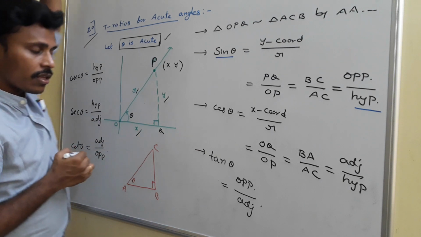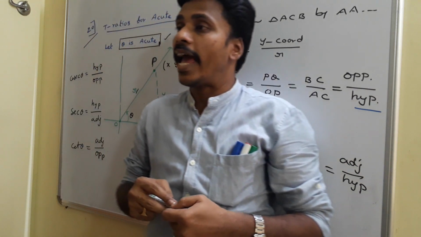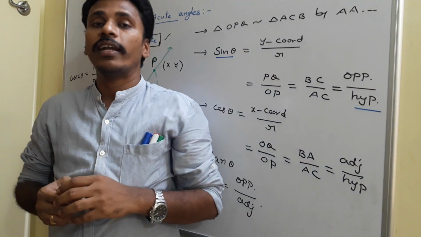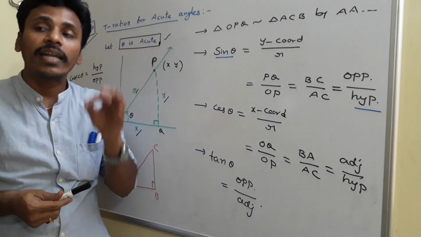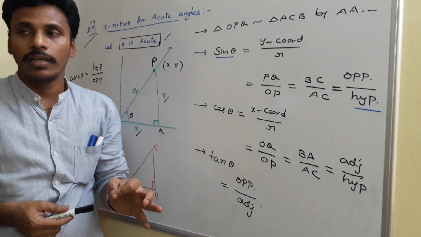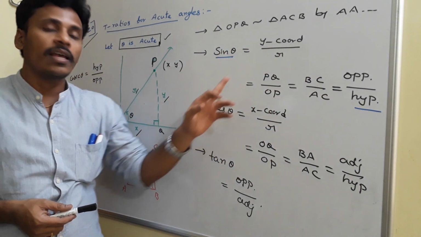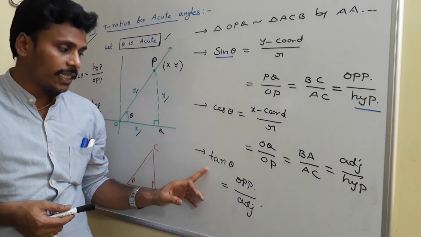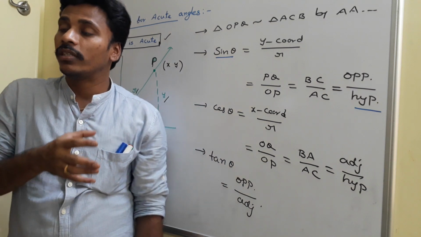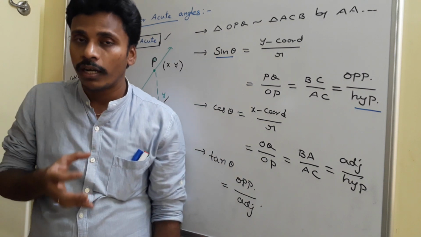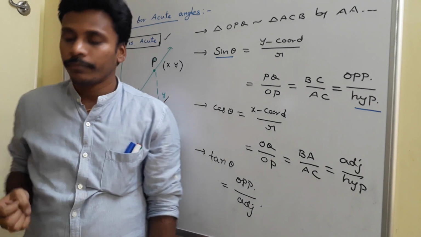Just have a look at this. For any angle, there are no limitations. For any angle theta, sin theta is defined as y coordinate by r, cos theta is defined as x coordinate by r. But in particular for an acute angle, sin theta is opposite side by hypotenuse, cos theta is adjacent by hypotenuse, and tan theta is opposite by adjacent. This is about defining trigonometric ratios for acute angles, right? Very helpful in the early stage to learn trigonometry.